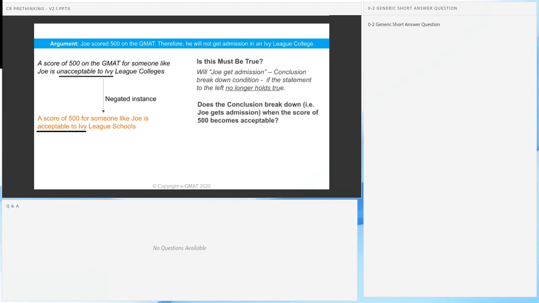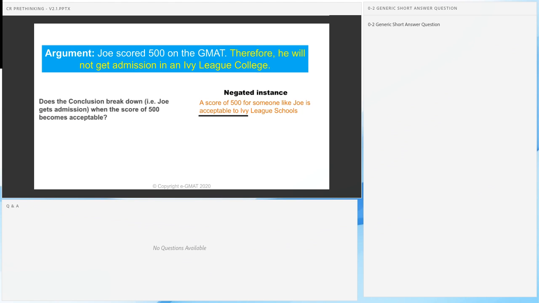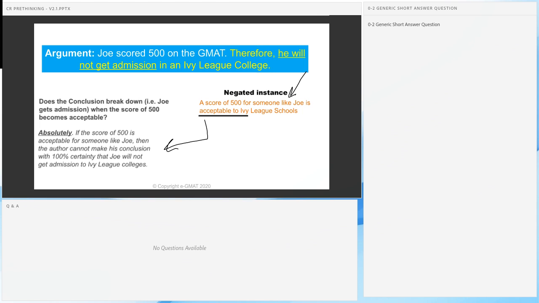What you're automatically saying is that its negated instance becomes true, which means that if you say this is not MBT or not true, what you're automatically saying is that this statement becomes true, that a score of 500 for someone like Joe becomes acceptable to Ivy League colleges. Now, if this statement becomes true, then what happens to my conclusion? Does my conclusion break down? Absolutely. When this becomes true, then my conclusion absolutely breaks down. Why? Because if a score of 500 becomes acceptable, then I as an author cannot say with 100% certainty that Joe will not get admission in an Ivy League college. So this satisfies the must be true condition.